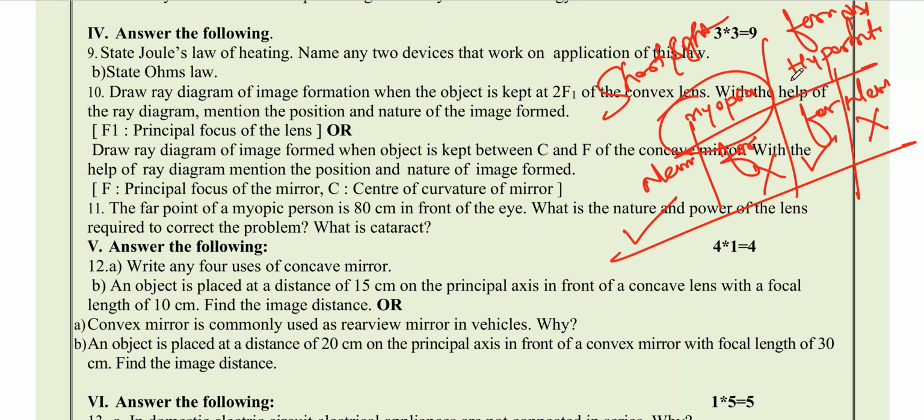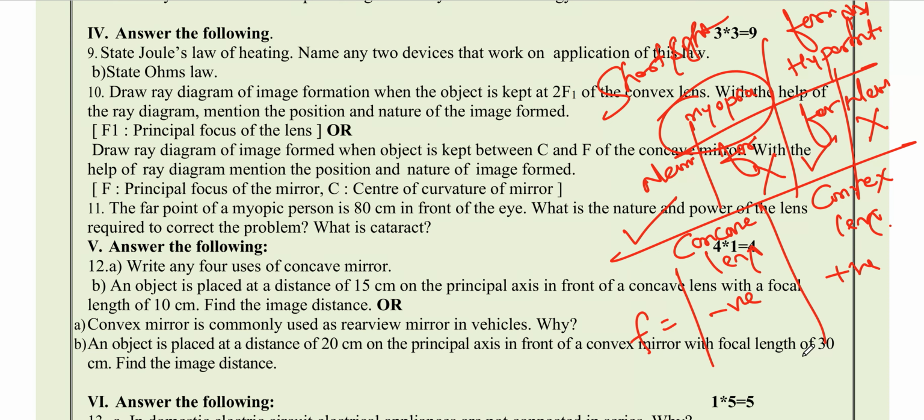To prevent this myopic eye or myopia, what do we use? We use a concave mirror. Correct? No, sorry, concave lens. Are you getting it? Which lens is used? Concave lens. To prevent hypermetropia, we use convex lens. Do you remember the ray diagram? For concave, negative. For convex, positive. Focal length. Already we have discussed this point in the class. Focal length of concave is negative, focal length of convex is positive. Correct?